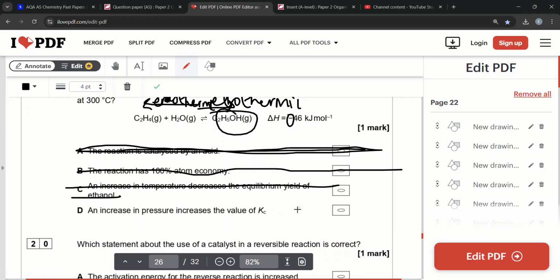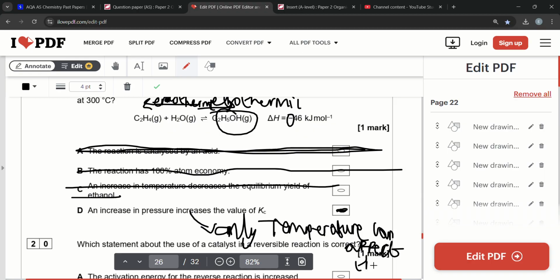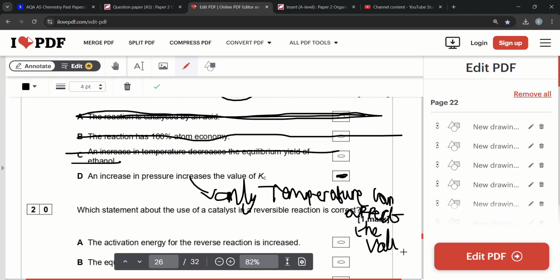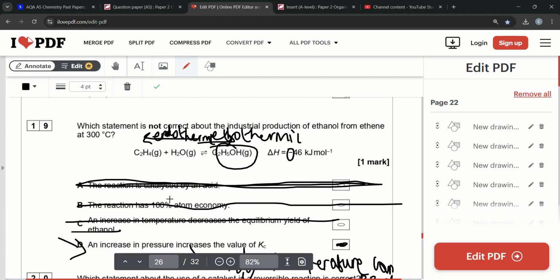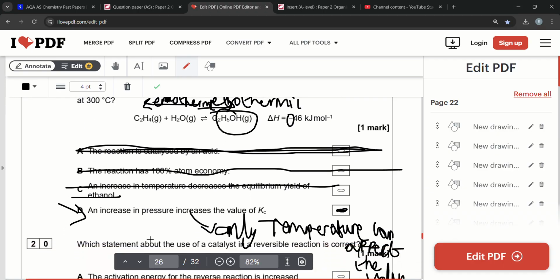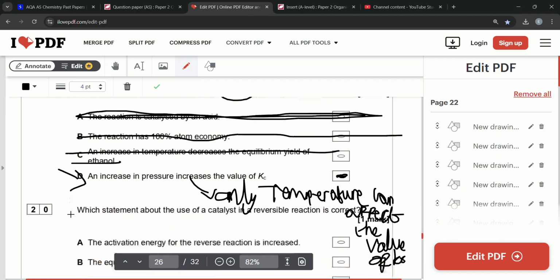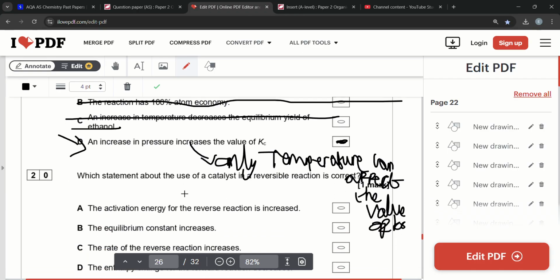An increase in pressure increases the value of Kc. That is absolutely false. Only temperature can affect it. So sometimes with multiple choice questions, a lot of the time you just need to look at all of them first before you look at them individually, because if I had looked at that one immediately, I would have known it's incorrect and got the mark pretty quickly, instead of going through each one, because I know only temperature can affect the value of Kc.